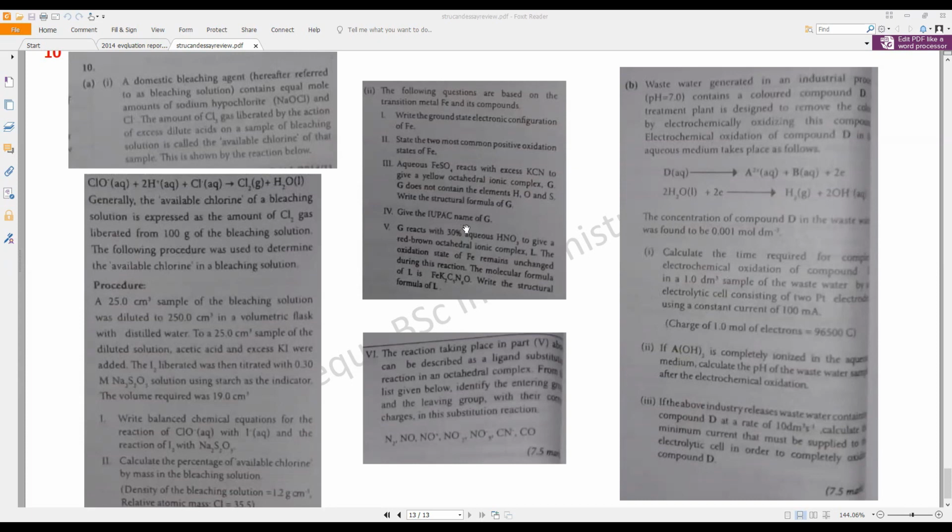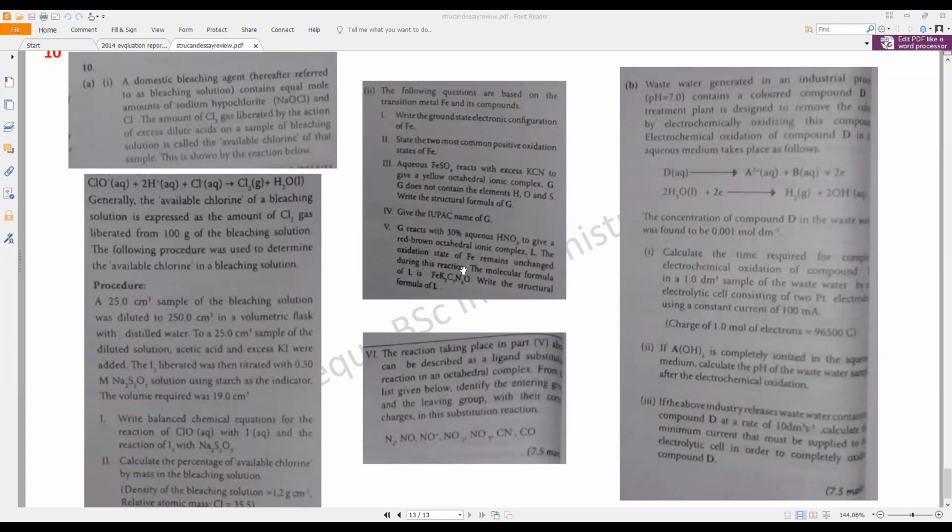And then they are telling some other things. Okay, so we have G now. Okay, now this is G. And G reacts with 30% aqueous HNO3 to give a red brown octahedral ionic complex. Again a red brown. So you know this is yellow, and when you add HNO3 you obtain red brown. Don't forget this is red brown.